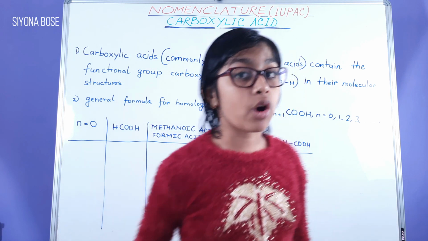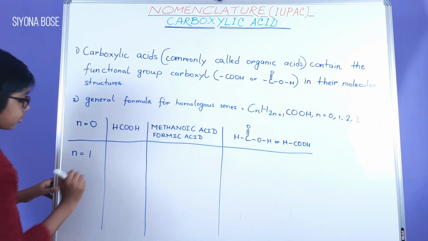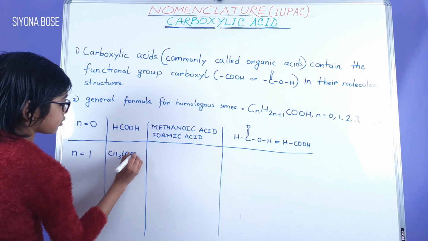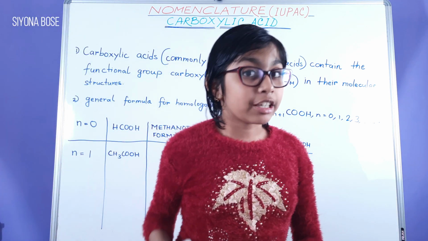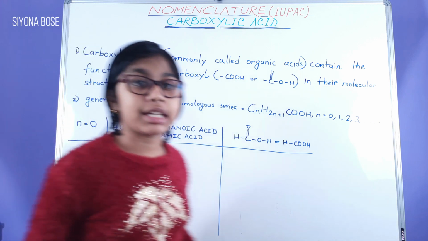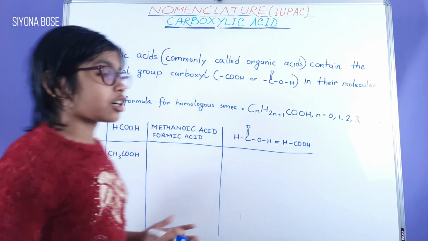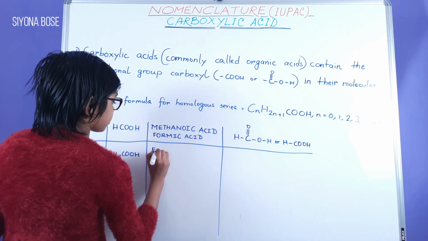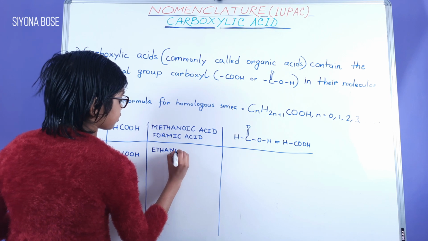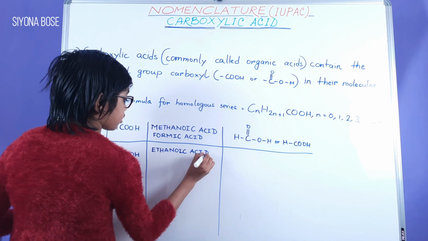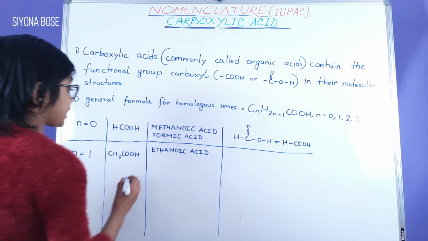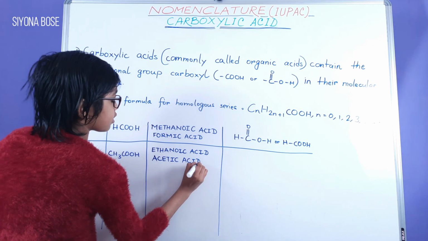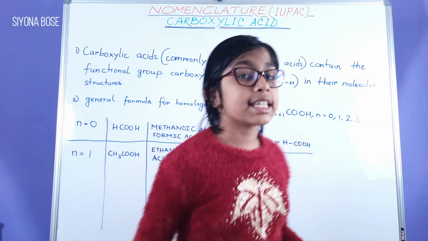Now, n equal to 1. Then we have CH3COOH. Here, even though n equals 1, there are 2 carbon atoms, and as I said, we have to consider the carbon atom from the carboxyl group for naming the carboxylic acid. So we have 2 carbons, so we will call this ethanoic acid, which is the IUPAC name, but its common name is acetic acid. Some information about acetic acid: acetic acid is found in vinegar.